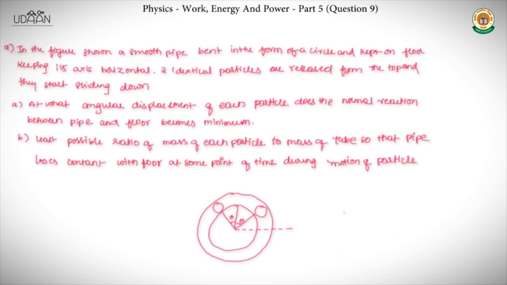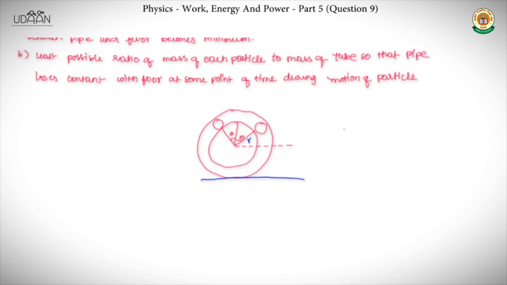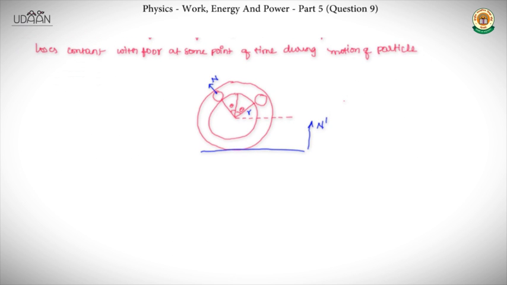Basically in this question, let us take this as the ground and the radius as r. There are two identical balls mentioned. So let us take the normal reaction of the total system from the ground as N dash, and the normal reaction of the two identical balls on the pipe as N. For both balls the normal reaction will be equal to N. Let us just consider one ball.